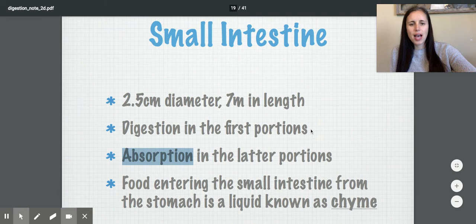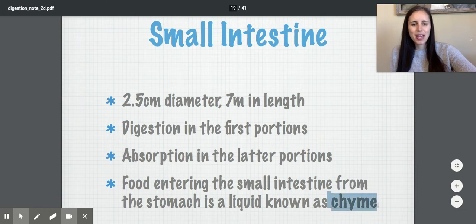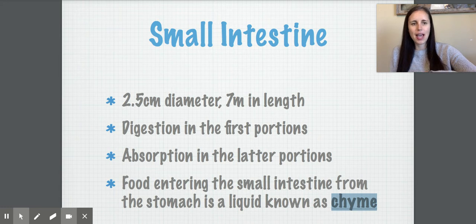So digestion happens at the beginning. We still have to break food down. And then once food is broken down, in the latter portions, that's when food is taken back up. Food entering the small intestine is known as chyme. It's a liquid. So essentially, when food exits the stomach and enters the small intestine, it has to be in a liquid form. That liquid form is called chyme.